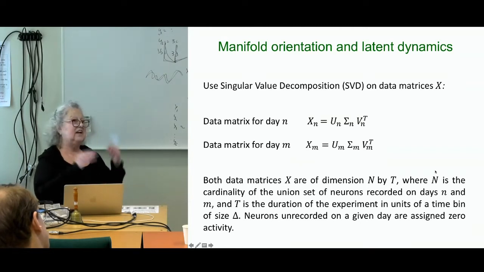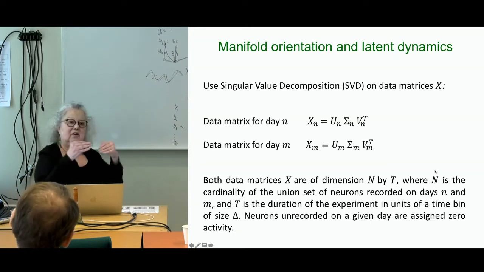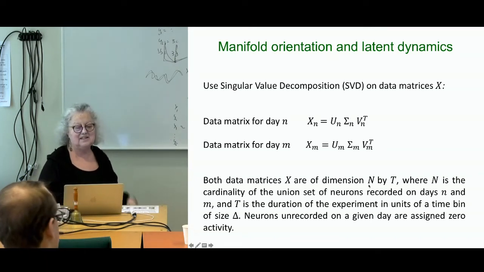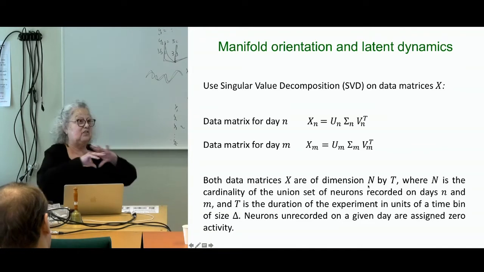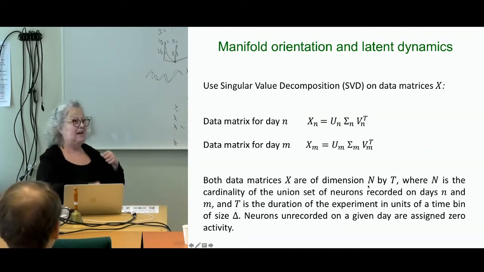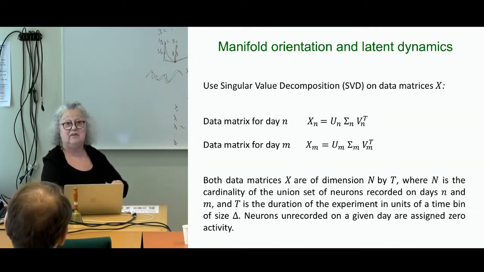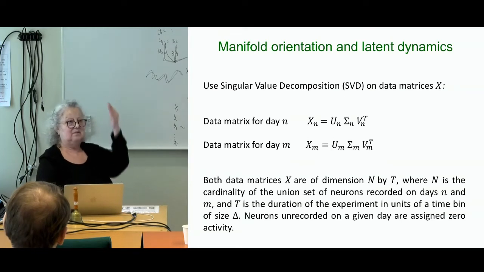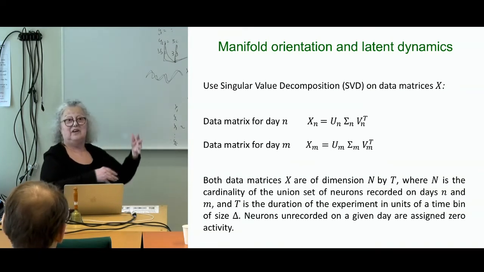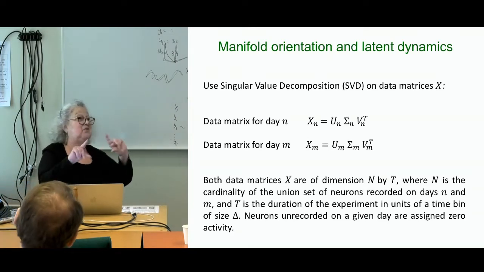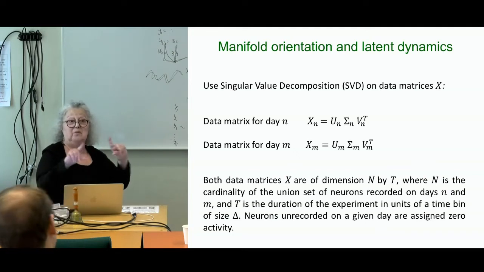And what we did is we create a neural dimension that was the union of the neurons recorded on day n, plus the additional neurons recorded on day m. So now when I say capital N, that's the total number of neurons. It's the cardinality of the union of these two sets of neurons. If a neuron is not recorded on a given day, we just complete that particular row on that day with zeros. So some days you have some zeros somewhere, and other days you'll have some zeros somewhere else. And there will be some neurons that are non-zero on both days because they were recorded on both days. These are the common neurons, okay?